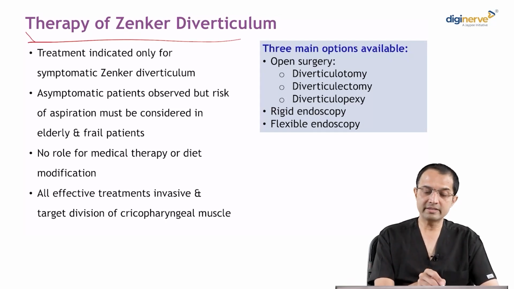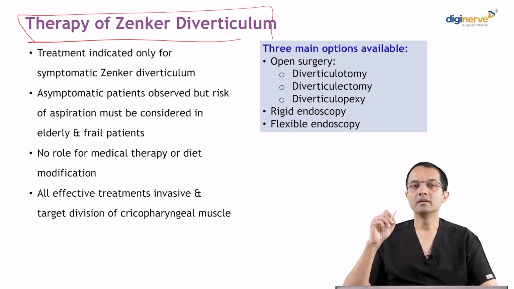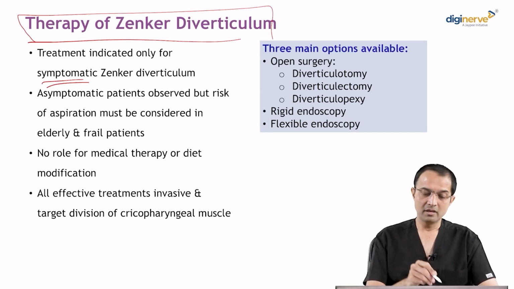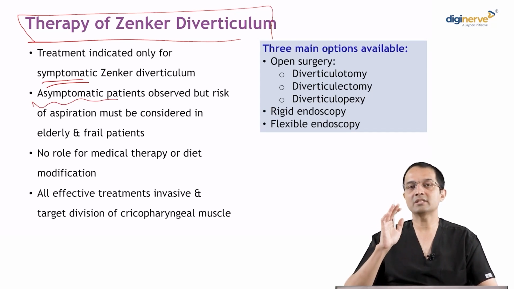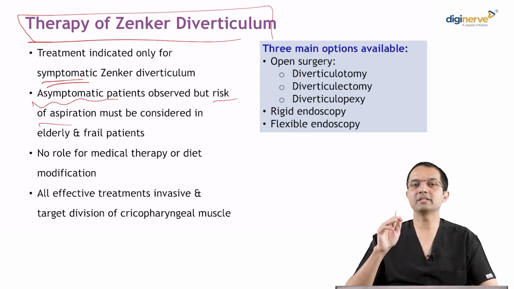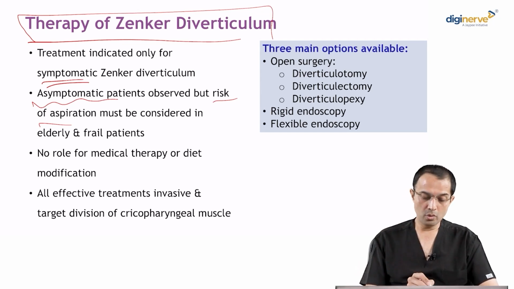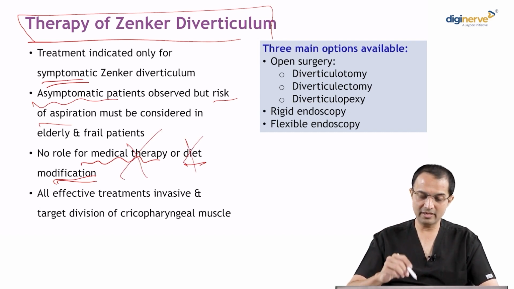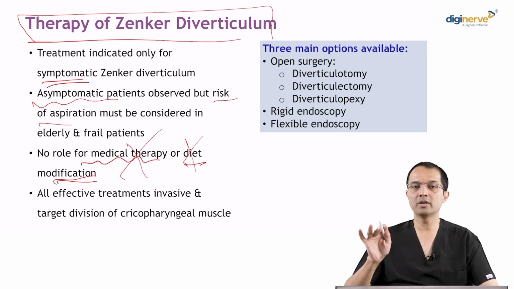How do you treat Zenker's diverticulum? Treatment is indicated only if the patient is symptomatic. Asymptomatic patients can be just observed closely, but remember, patients are at risk of aspiration, especially if they are elderly and frail. No role of medical therapy, no role of diet modification. Remember, medical therapy is not there and dietary modification is not going to work.